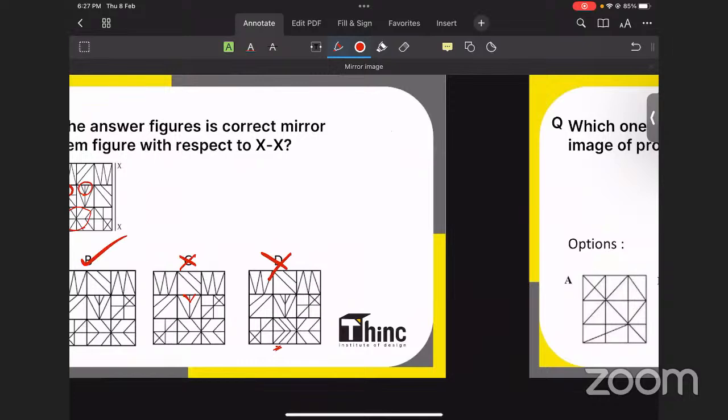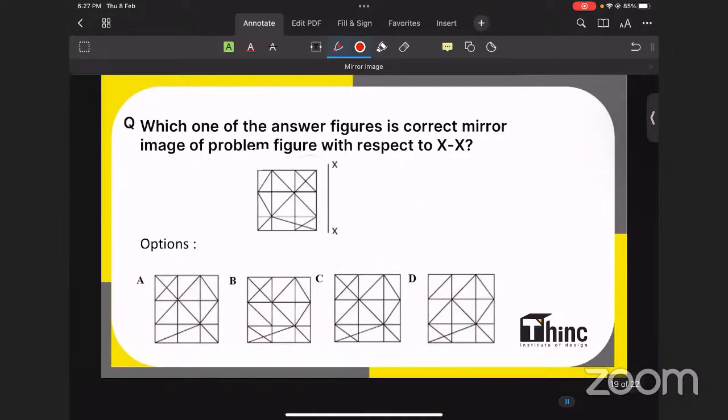So let's move on to the next question. Another JEE question. These types of questions are mainly coming in JEE. Every time you can expect 2 to 3 questions from this particular topic also. Solve this question.